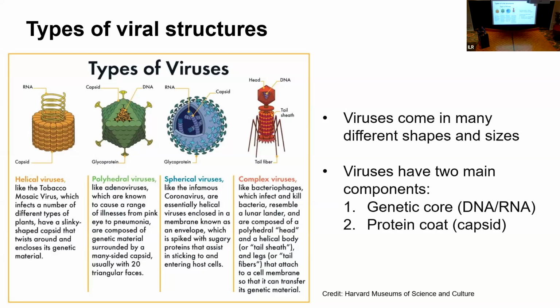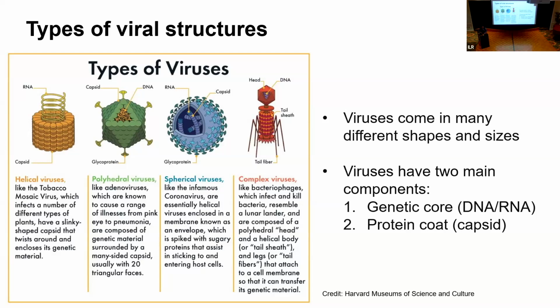So you have spherical viruses, which have a kind of envelope. It doesn't form a geometric shape. A famous example of a spherical one would be coronavirus, which we're all very familiar with from the last few years. Lastly, you have the very complicated viruses, such as this bacteriophage, where it has something that looks like a polyhedral virus as its head, but then has the helical body or tail sheath that works to inject its genome into its host cell.